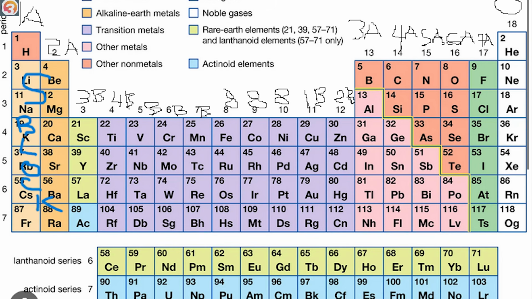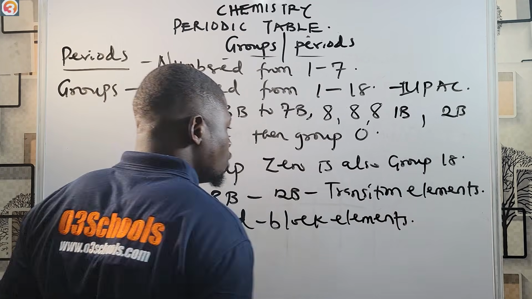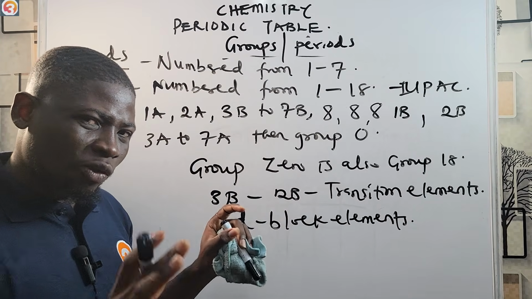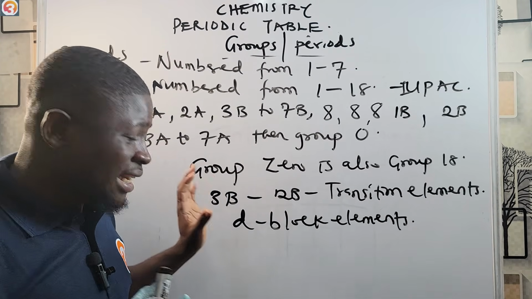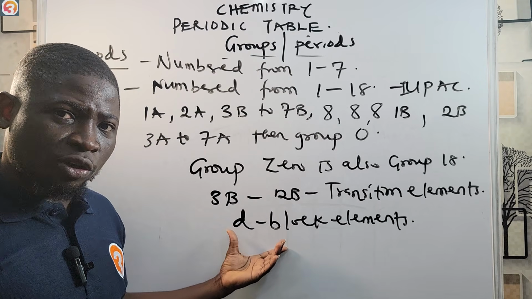Please take note of it. From 3B to 2B, they're called the transition elements. They're not going to ask you exam questions using 3B to 2B because most people don't even know how this is numbered. But you will know they are also called the D block elements. The transition elements are also called the D block elements. Please take note of that. This is the way they will ask you in the exam: instead of 3B to 2B, you will see D block in your exam questions.